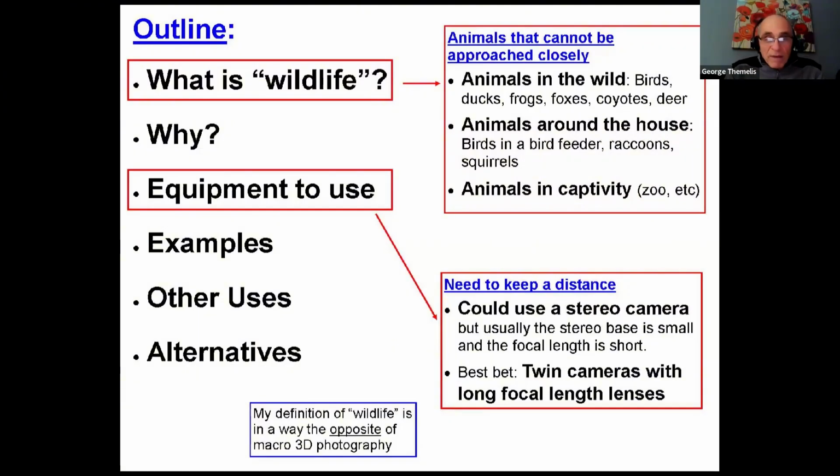By the way, I want to say that my definition of wildlife is the opposite of macro 3D photography. You might say, well, aren't bees and butterflies wildlife? Yes, but in macro photography, you get close and you have a short stereo base, and now I'm looking at staying far away and having a wider base.